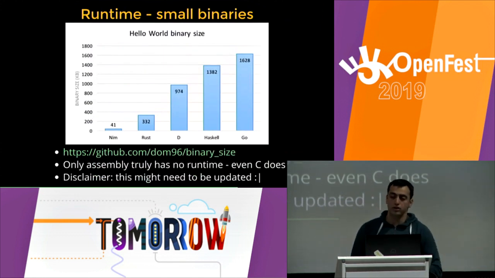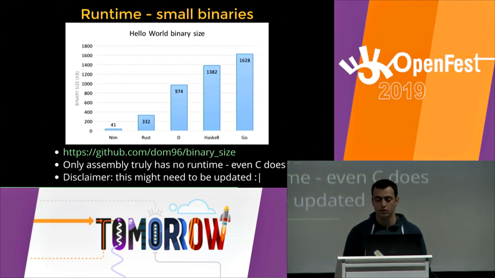And also, Nim's binaries are quite small. This graphic is a bit outdated. I think Nim's binaries are now around 70, not 40K. But still, it's much lower than all of the other languages. So yes, it has some runtime. Yes, it has a garbage collector. But you can actually avoid it. And even if you don't avoid it, it's still perhaps the most optimal thing out there.